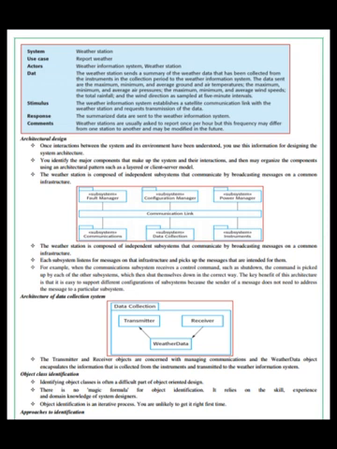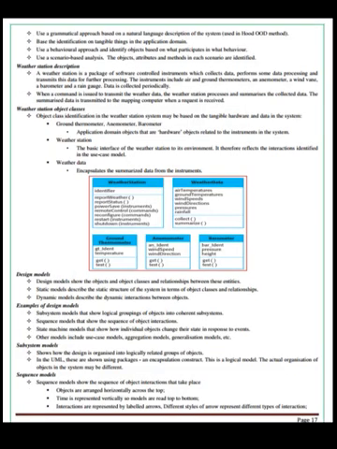Approaches to identification. Use a grammatical approach based on a natural language description of the system, as used in the OOD method. Base the identification on tangible things in the application domain. Use a behavioral approach and identify objects based on what participates in what behavior. Use a scenario-based analysis, where the objects, attributes, and methods in each scenario are identified.